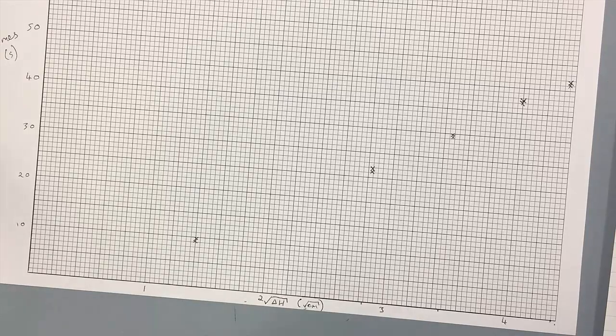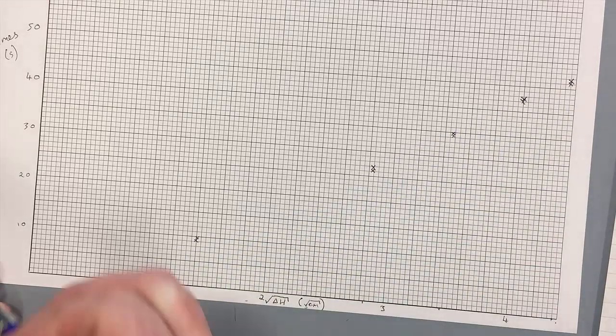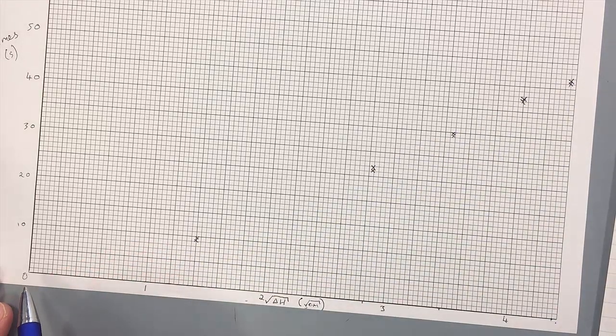Right, at that stage, we are ready to draw our lines of best fit. And our lines of best fit should be straight line relationships. You'll notice that there is no way that that graph is going through 0. So again, we do not put our line or any lines of best fit through 0. Okay, we don't force the line through 0.